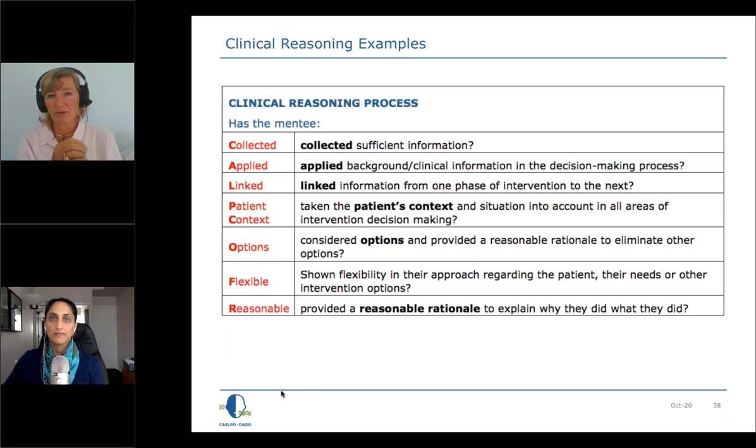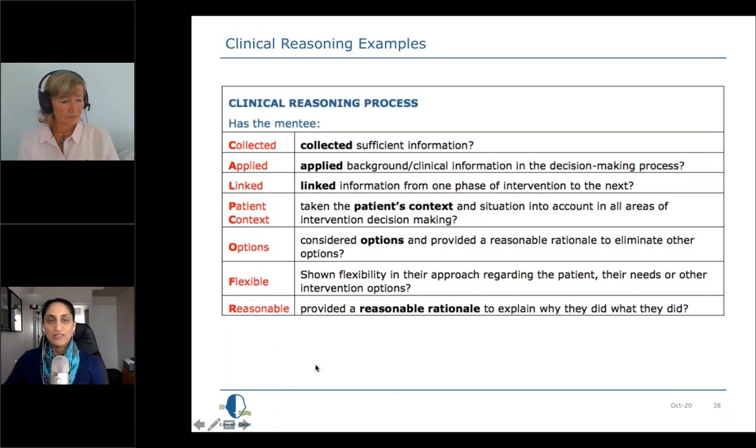And then linking that information, again, we didn't hear the second part of this clip, but then being able to link that assessment information to the treatment options as well. So yeah, I think definitely some assistance here would be good.